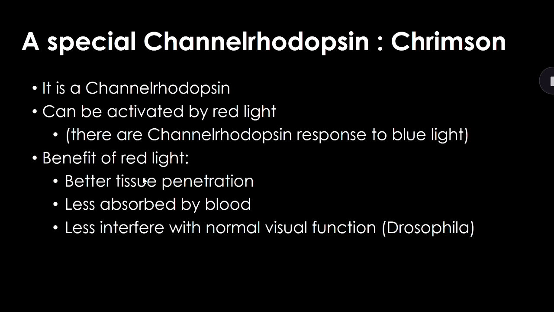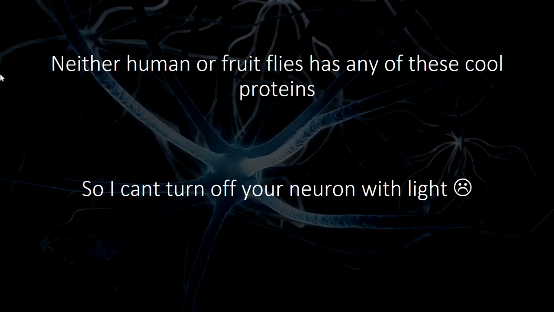And they have less absorption by the blood. They also interfere less with normal functions in Drosophila. So Chrimson is being used in Drosophila studies a lot. Alright, these proteins are pretty cool, right? However, neither humans nor fruit flies have any of these cool proteins, which means I cannot turn your neurons off with light even if I don't like you.